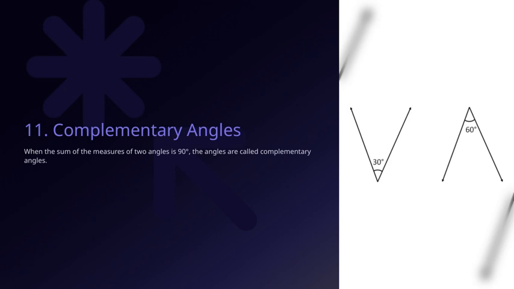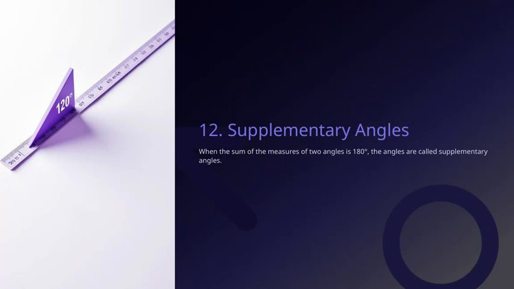Remember, the key point here is that the total measure of these two angles adds up to exactly 90 degrees, making them complementary. This concept is a building block for understanding more complex angle relationships as we progress through this presentation. Now, let's talk about supplementary angles.